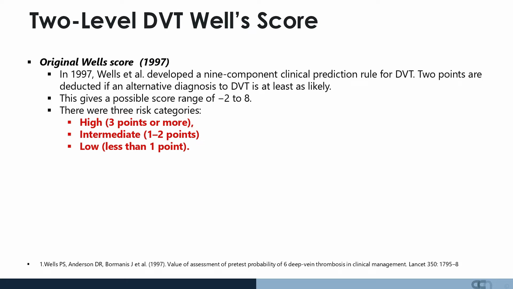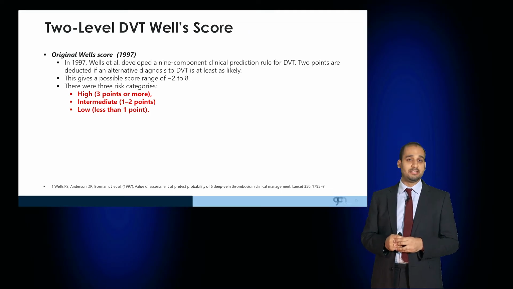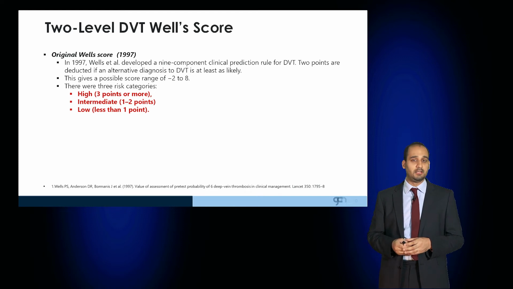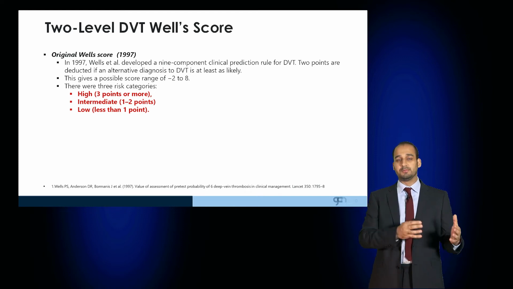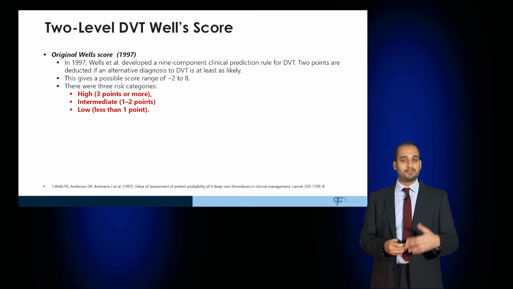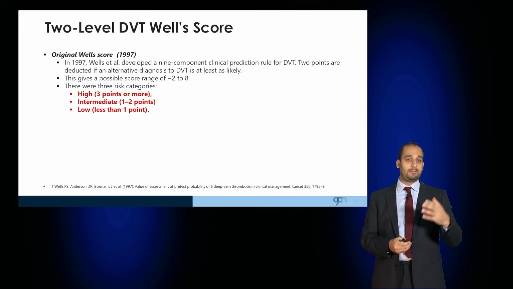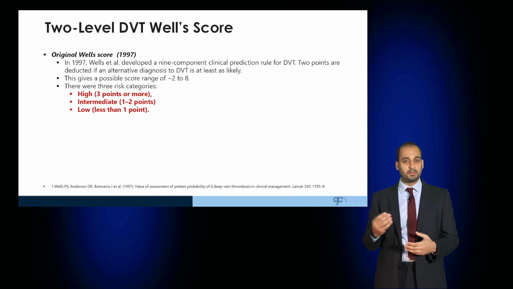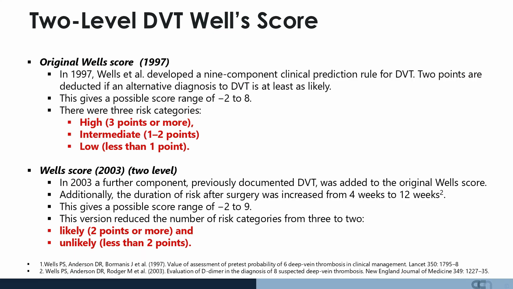The original 2 level Wells score, compiled by Wells et al. in 1997, developed a 9-component clinical prediction rule for DVT. 2 points were deducted if an alternative diagnosis to DVT was at least as likely, and therefore the range was -2 to 8. The 3 possibilities were patients were high risk for DVT with 3 points or more, intermediate or low risk. In 2003, Wells et al.